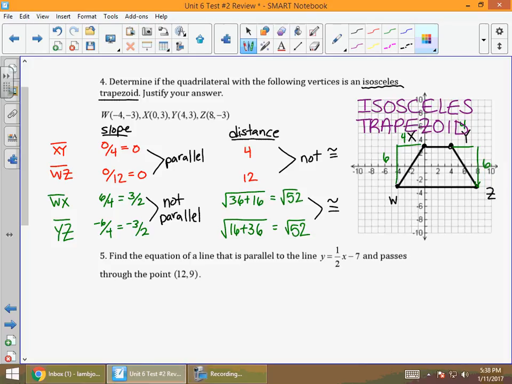That is an isosceles trapezoid. And it is a trapezoid because it has one parallel and one non-parallel. It is isosceles because the non-parallel sides are congruent.